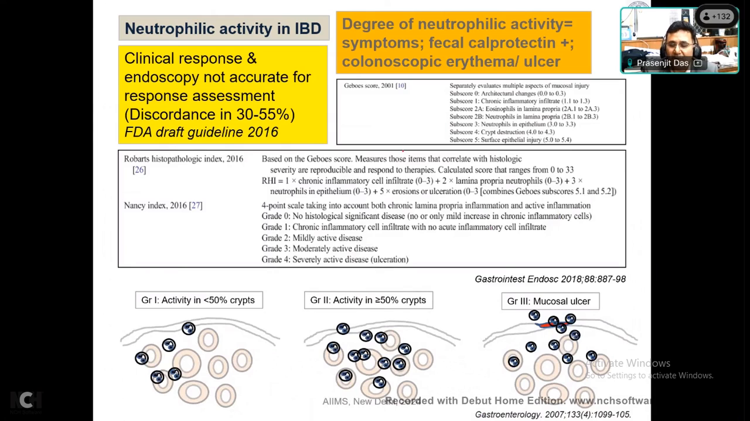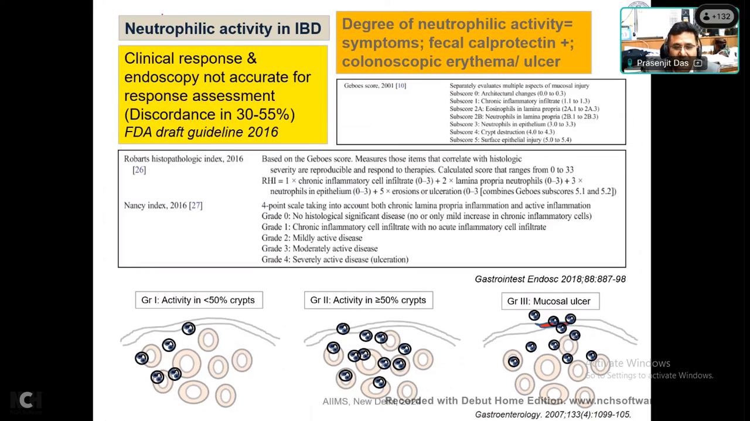What is the importance of neutrophilic activity? We have already said it is a marker of disease activity or acuteness, and it almost very nicely correlates with the fecal calprotectin level and the endoscopic or colonoscopic finding of erythema and ulceration.